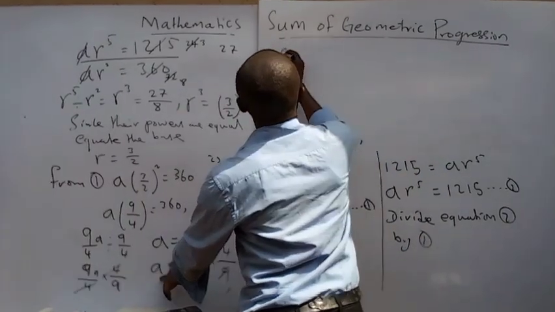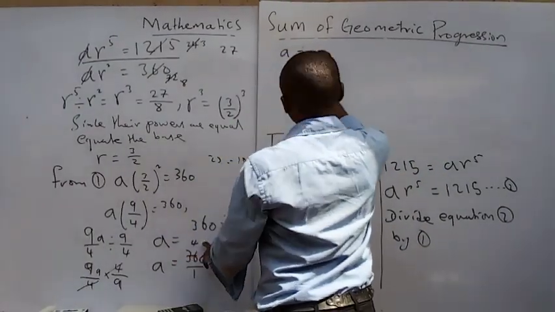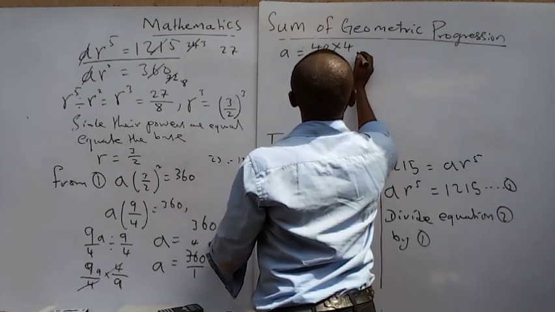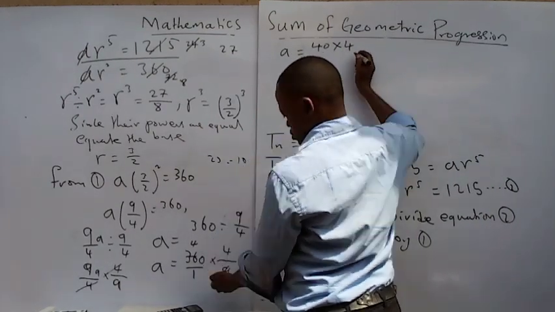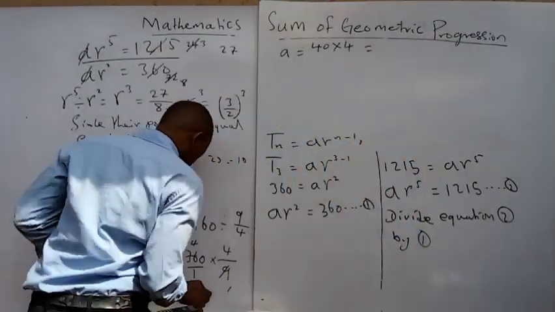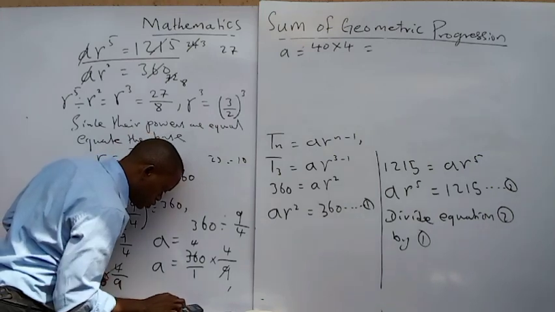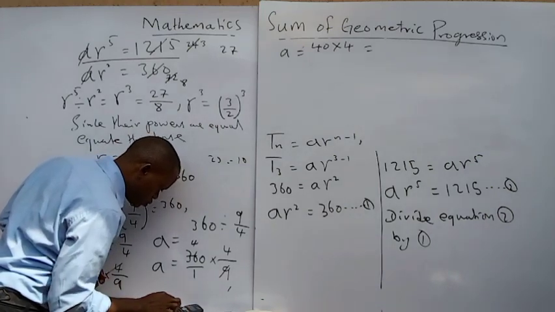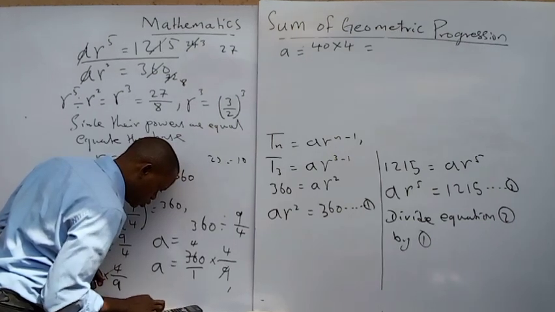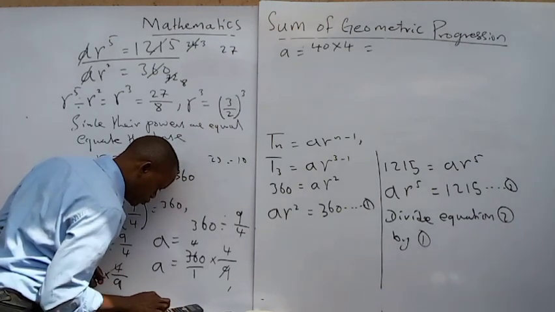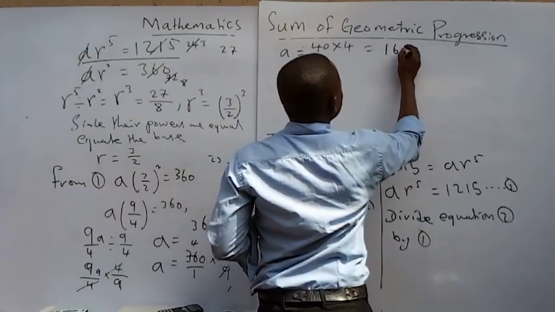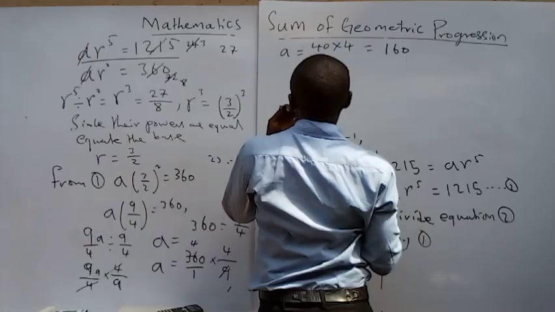I have the first term a equals 40 times 4, over 1. And that will give me 40 times 4. Is it 160? Let me check. 40 times 4, 160. So the first term is 160.